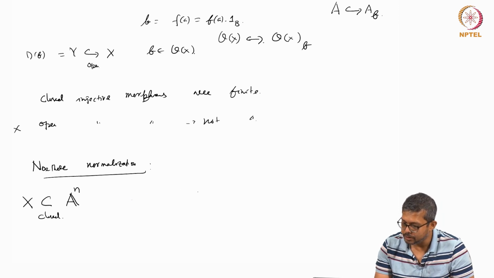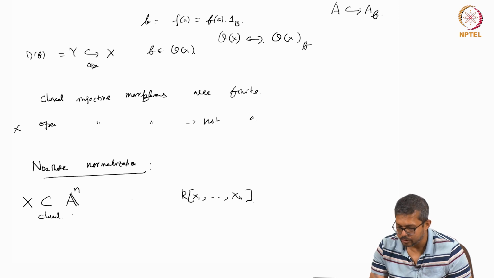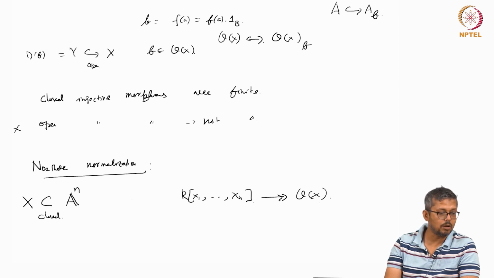So then what is this? This is nothing but k[x1, x2, ..., xn]/I, and this is some O_X, right? So this is a closed subset. So there is a surjective map. Right. So then what did you do in the Noether normalization?